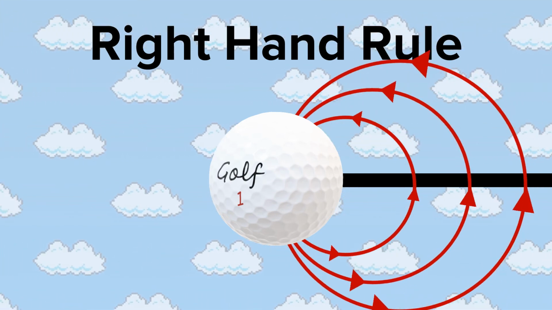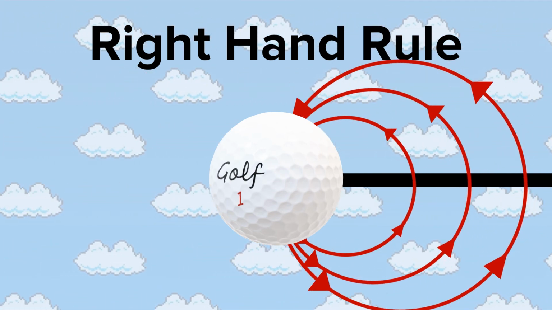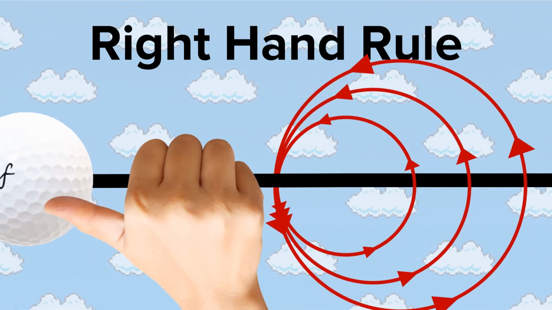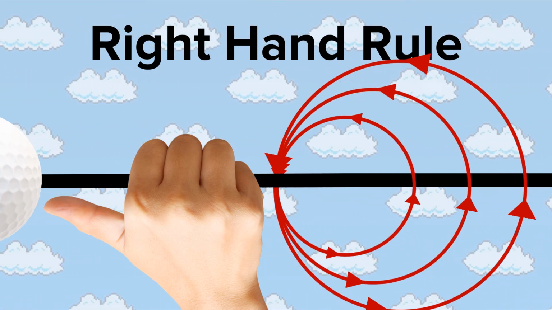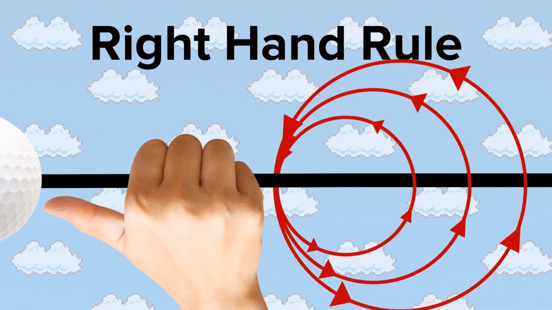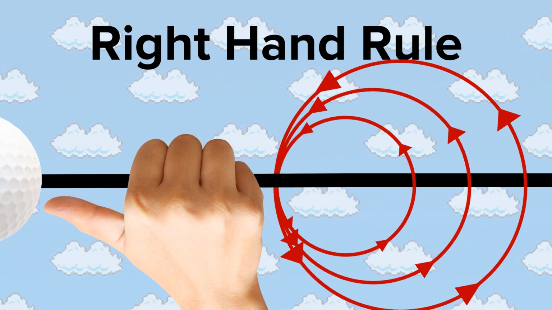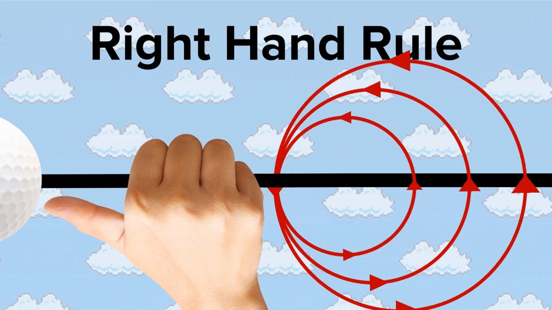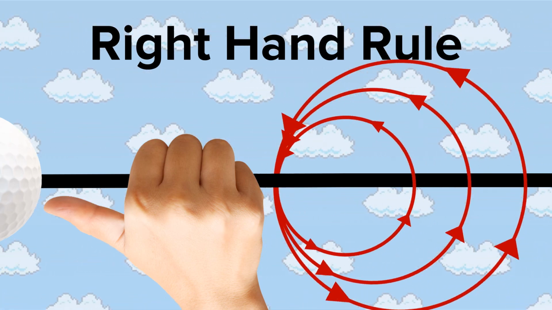Interestingly enough, we can determine in which direction the magnetic field is moving by using the right-hand rule. Using your right hand, point your thumb in the direction of the electrical charge. Your fingers will curl in the direction of the magnetic field. In this example, the magnetic field moves toward you underneath the axis and away from you above the axis.